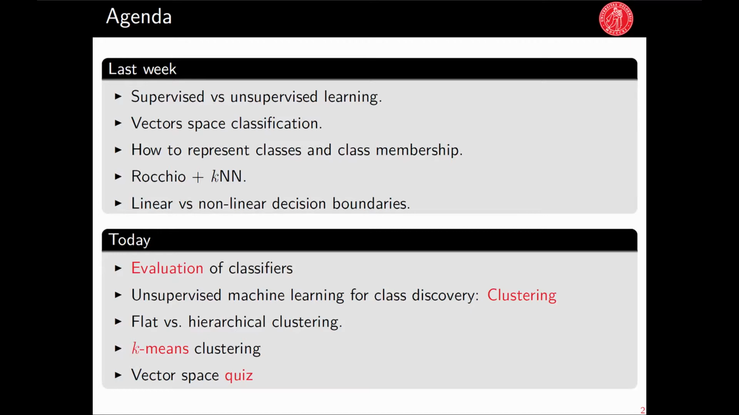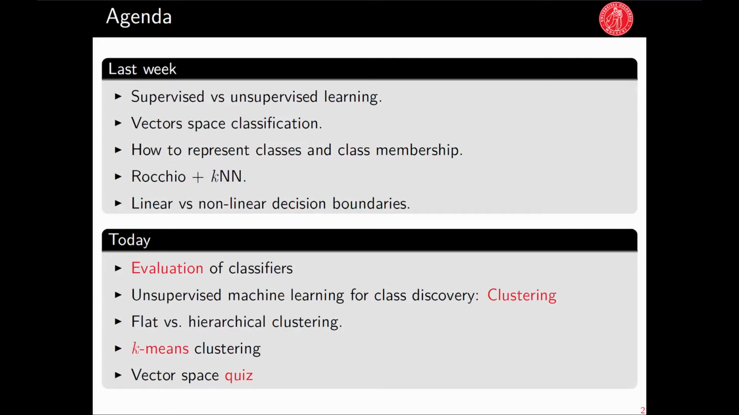And we also spent some time talking about different ways of representing classes. So up until last time, we had only talked about how to represent sort of individual observations or objects in our vector space model. But last week we talked about how to represent classes and also how to represent class membership. Various functions describing how a given object belongs to different classes. And lastly, we spent some time when we talked about problems in relation to the Rocchio classifier.